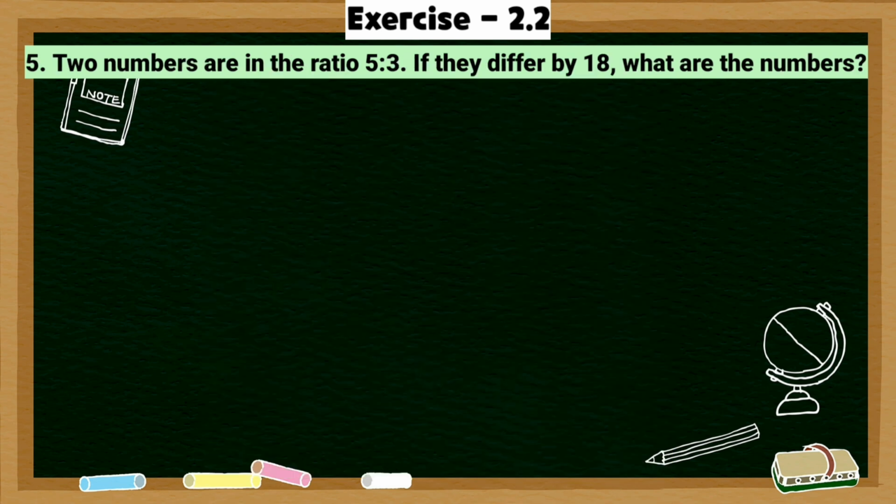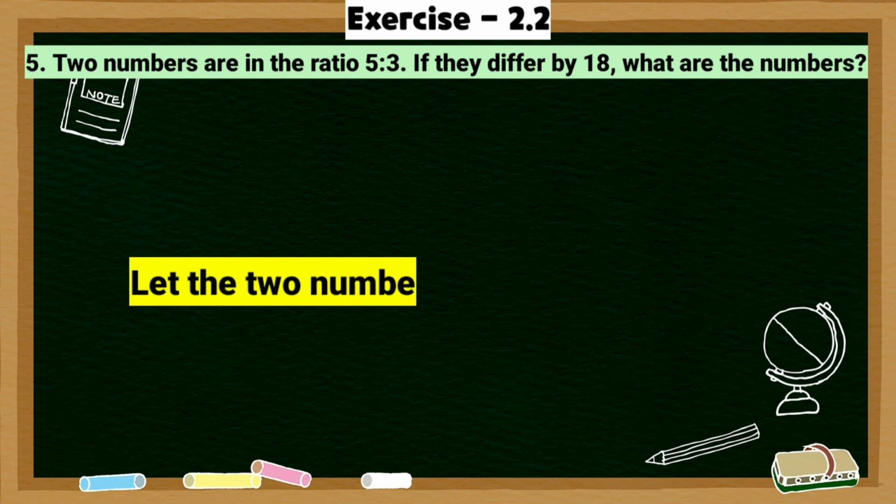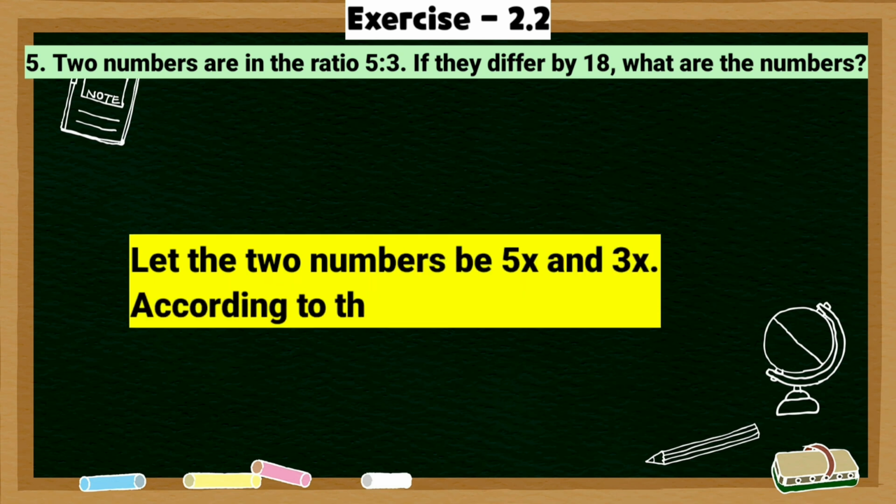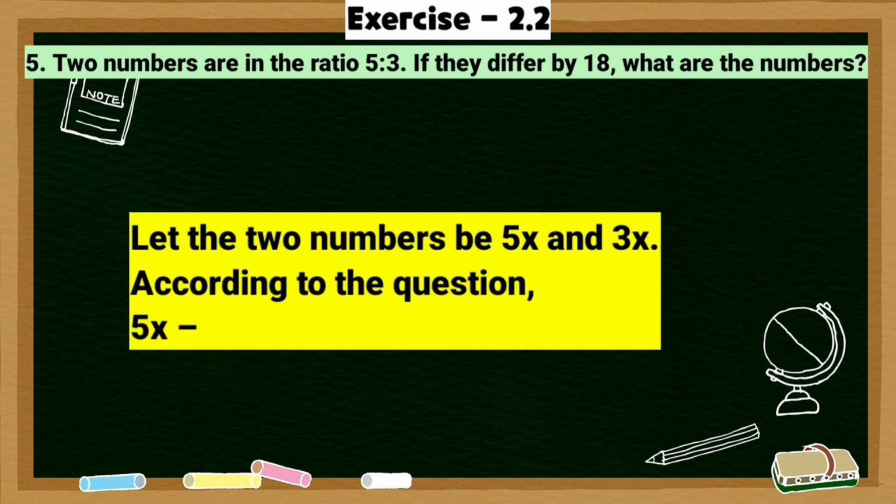Question number 5 is: two numbers are in the ratio 5:3. If they differ by 18, what are the numbers? So our solution will be: let the numbers be 5x and 3x. Now, according to the question, the difference is 18. So, 5x minus 3x is equal to 18.